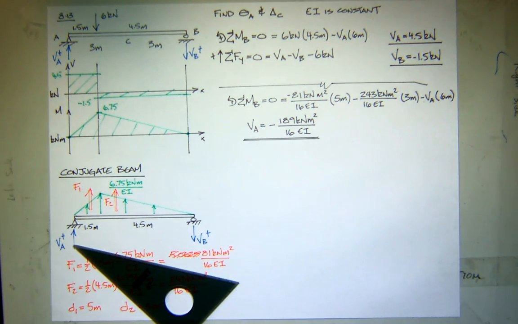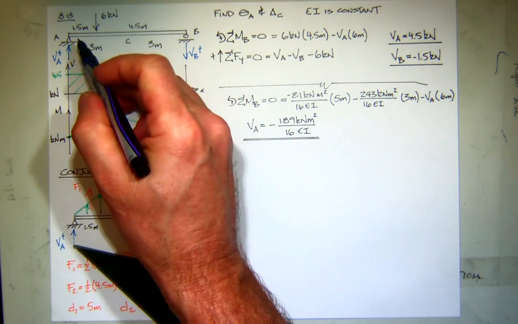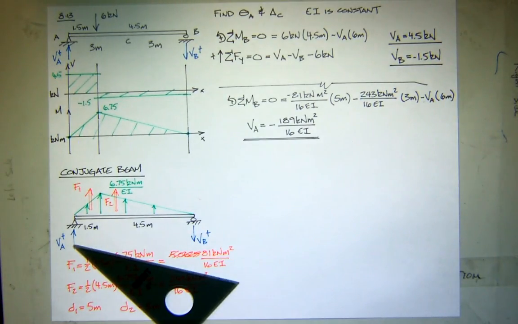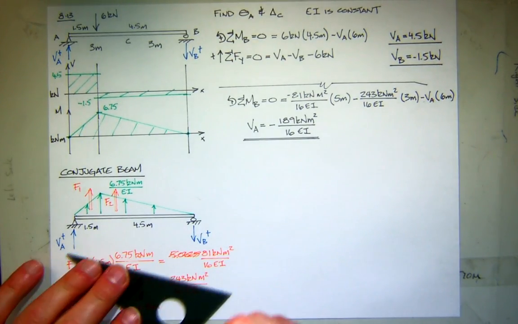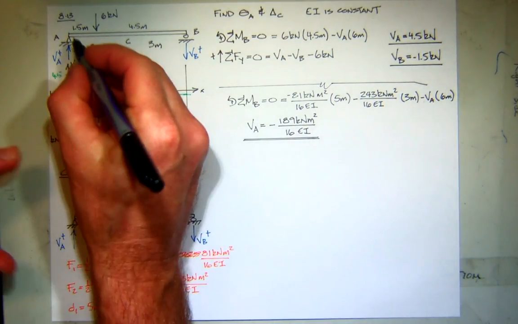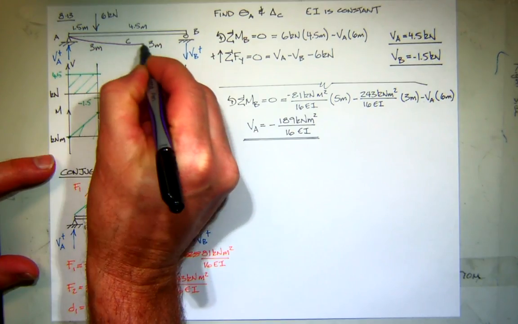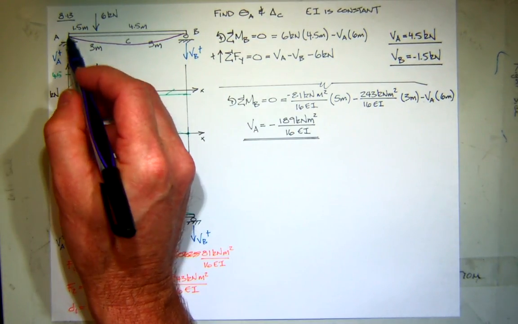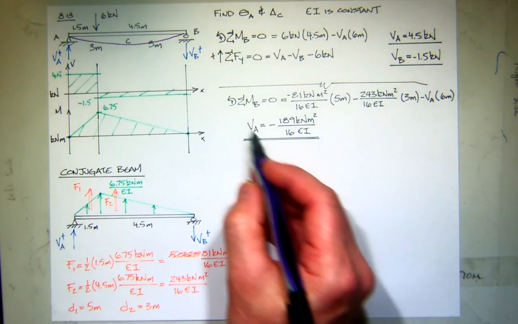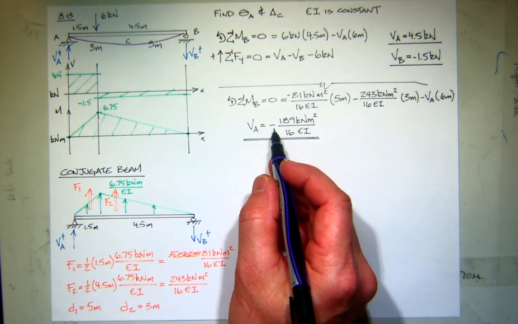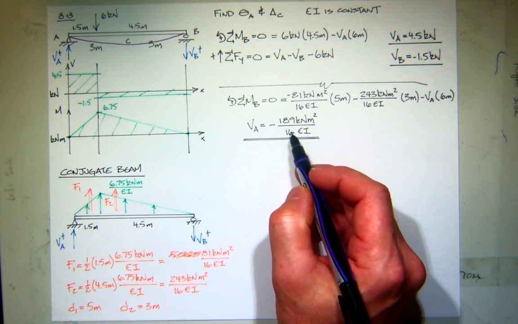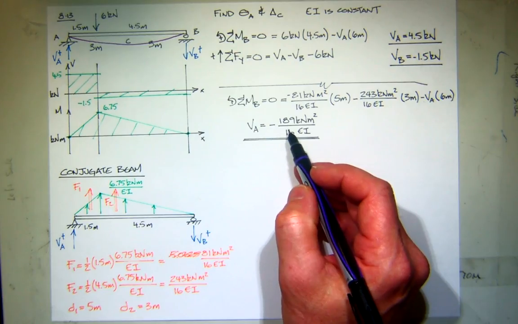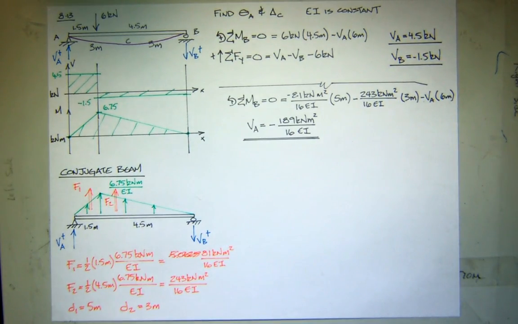Now let's see if this makes sense. How do you think this structure would deflect? Probably look like a big smiley face, right? I would say something like this. What kind of slope is that at A? Positive or negative? Negative. So that seems to match what we're saying here. And you also know that 189 divided by 16 is a pretty small number. That's going to end up being a pretty small value.